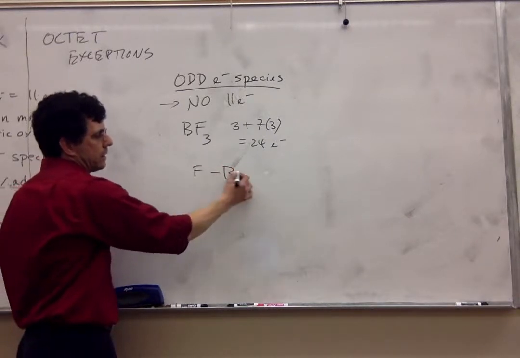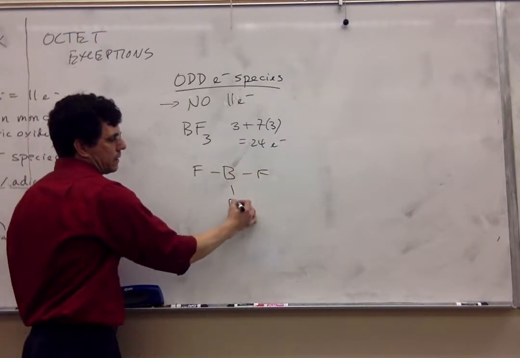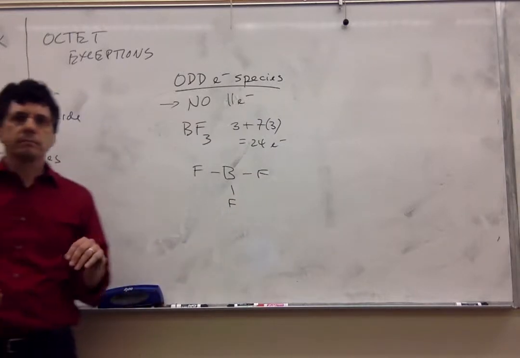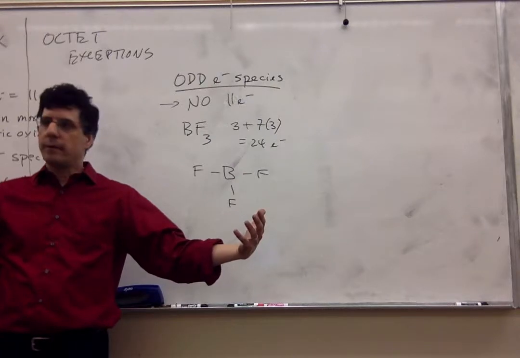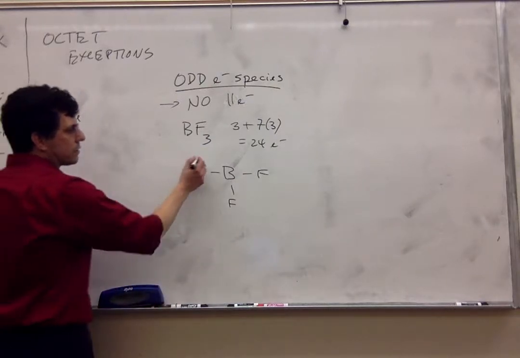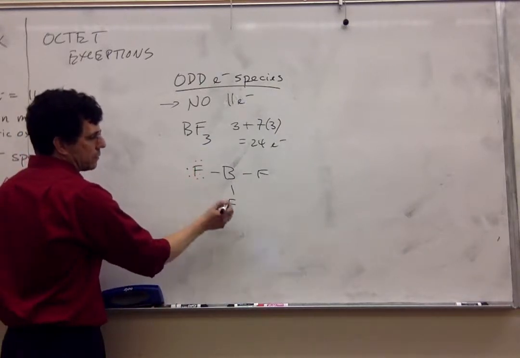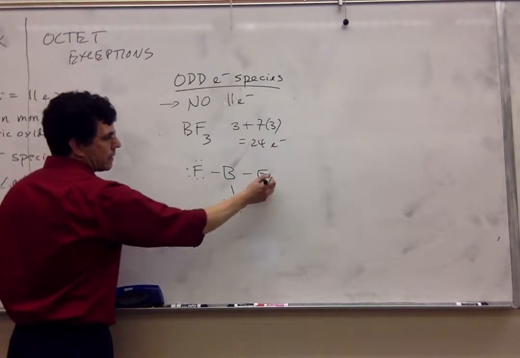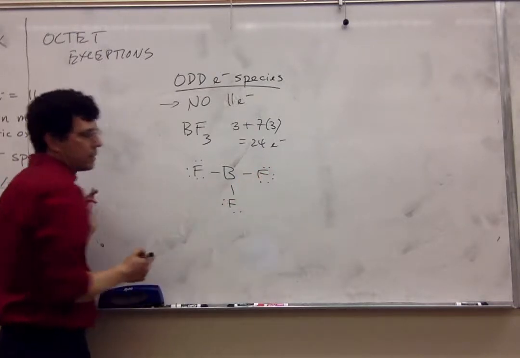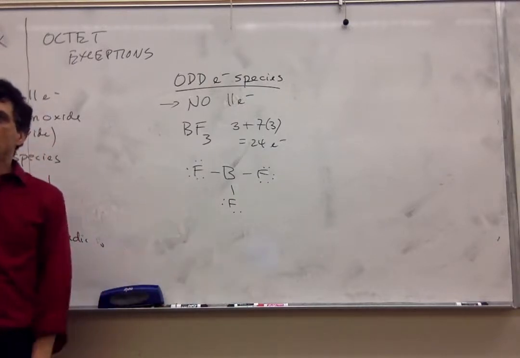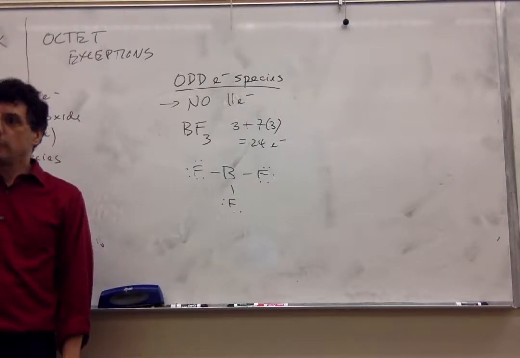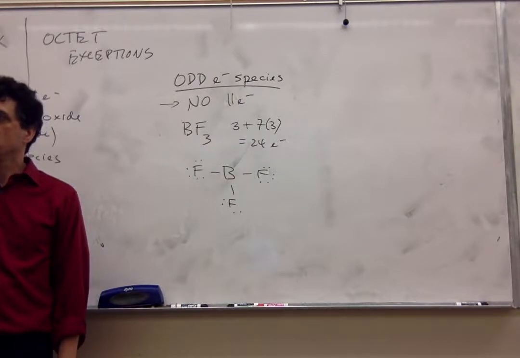Let's put boron in the middle, least electronegative element, more electronegative elements out on the ends. We'll go ahead and give the fluorines what they need for the octet. And lo and behold, we've got 24 valence electrons. And we're done.